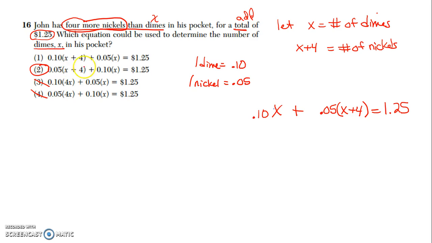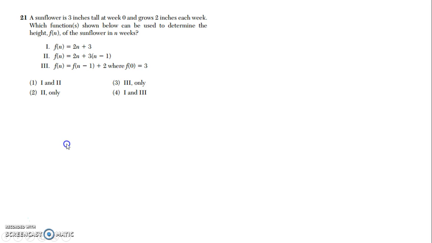And this one, the issue would be the student accidentally multiplied the value of dimes by the number of nickels. So it's number 2. Hope that helps. Let's move on. Let's take a look at number 21.